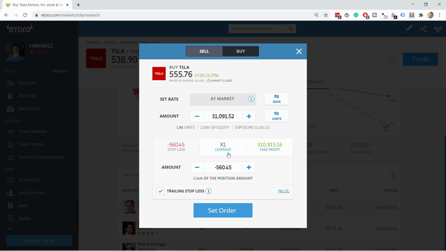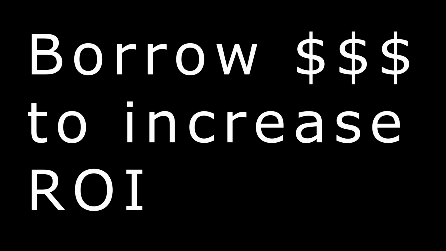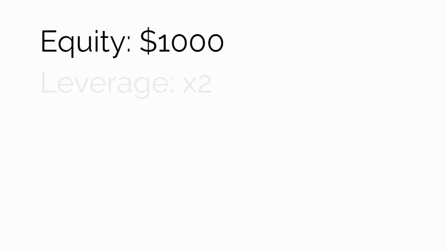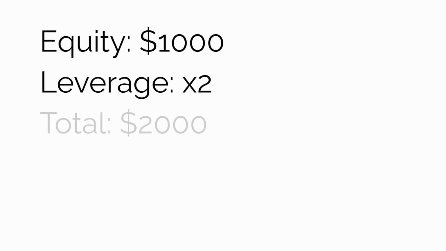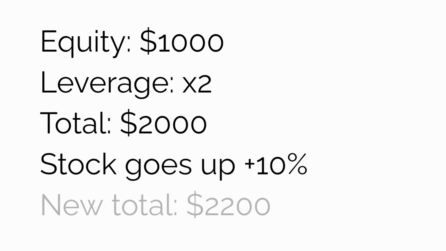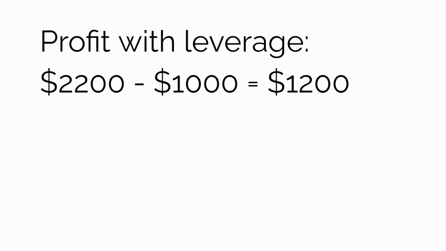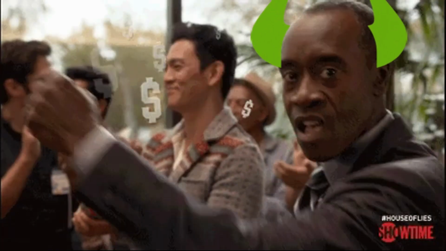And then next one, leverage. In most cases, you can leverage these assets. So what is leverage? In summary, you're basically borrowing money to increase the potential return of an investment. For example, let's say you have $1,000 and you leverage by a factor of 2. That means you have $2,000 to invest. So if the stock goes up by 10% and you close the trade, you will make $200 in profit. Then you pay back the loan of $1,000 and you're left with $1,200.